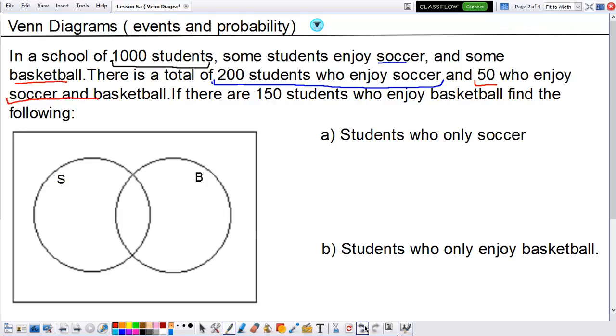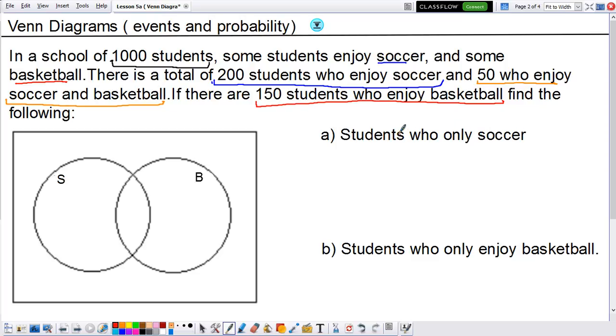So let's do that actually in a different color because that might be confusing. So let's do that in orange here. So we have 50 who enjoy soccer and basketball. And we have exactly 150 who enjoy just basketball. So now our task is to answer the following. Well, we want to figure out those students who only enjoy soccer. So how can we figure this out?